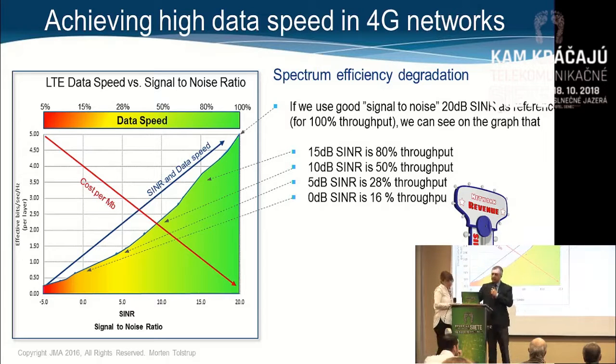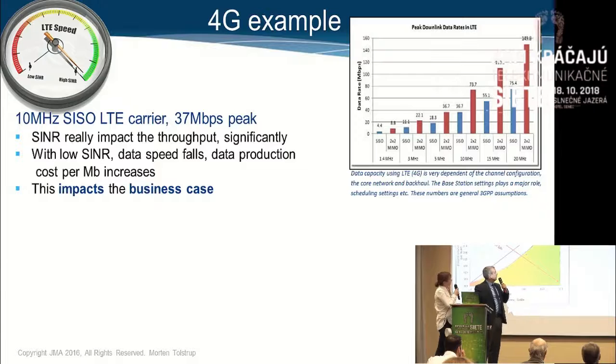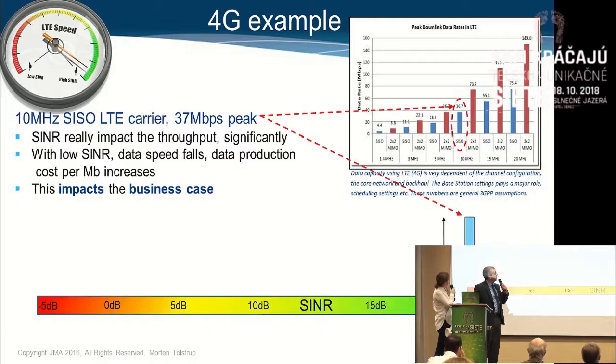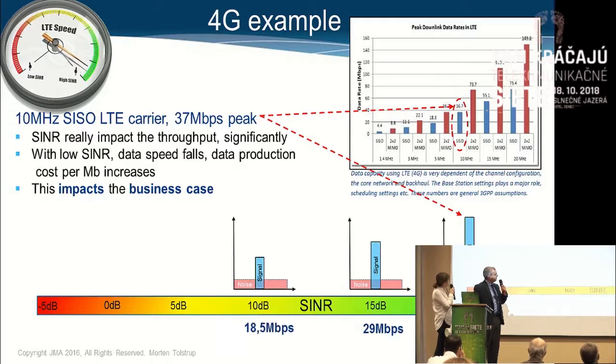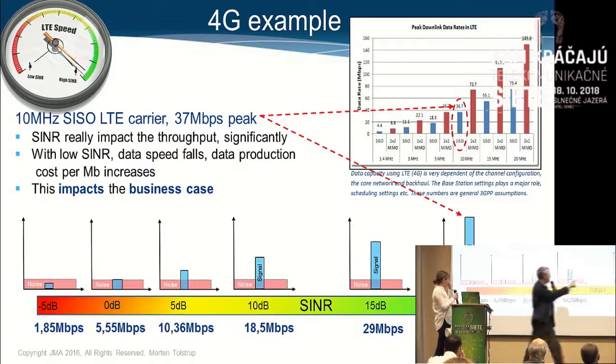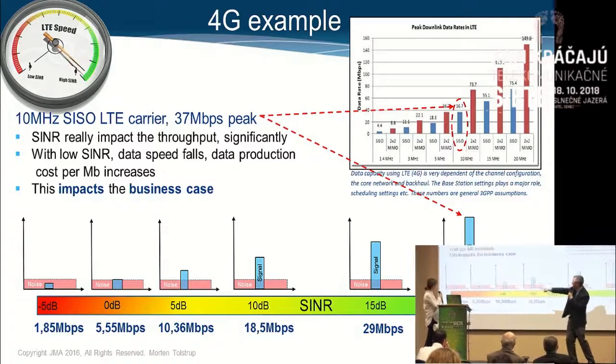So if I translate this into reality, I can take a 10 MHz SISO LTE channel and I can map different signal to noise scenarios, and you can see it supports all the way from 37 megabit down to less than 2 megabit.